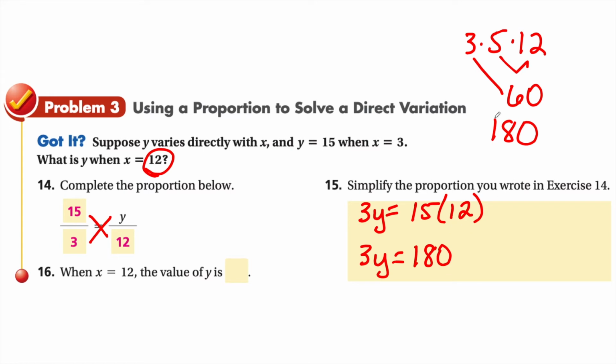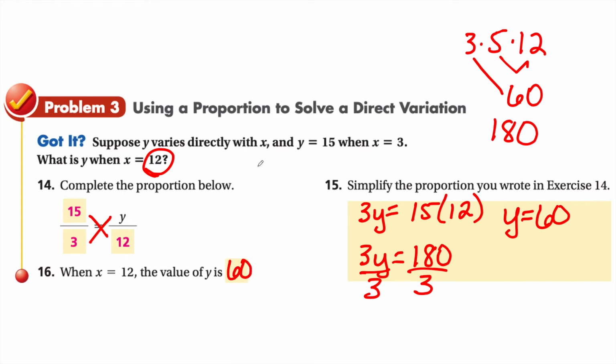And this actually helps us out a little bit, because the very next step that I must do is divide everything by 3, because we need to get y by itself. So we now know that y is going to equal, in fact, 60. Because 180 divided by 3 equals 60. So when x equals 12, the y value is going to be 60.